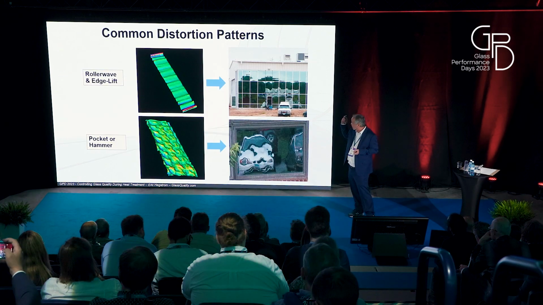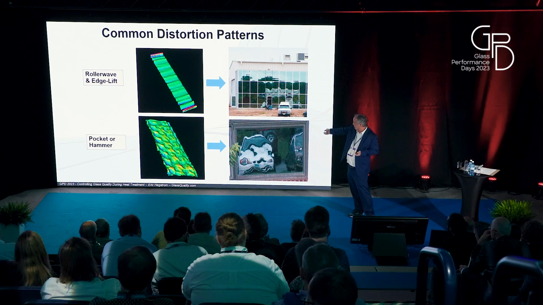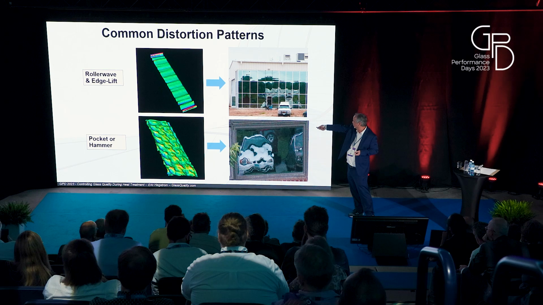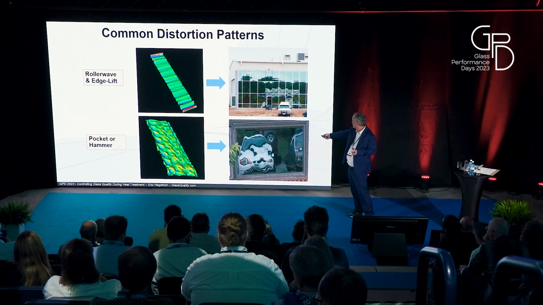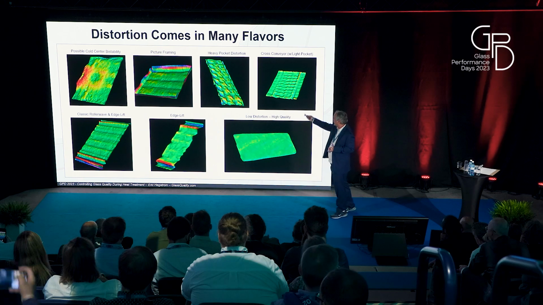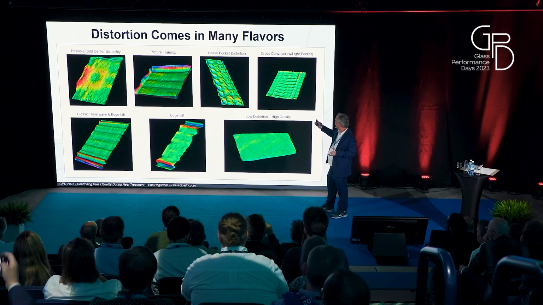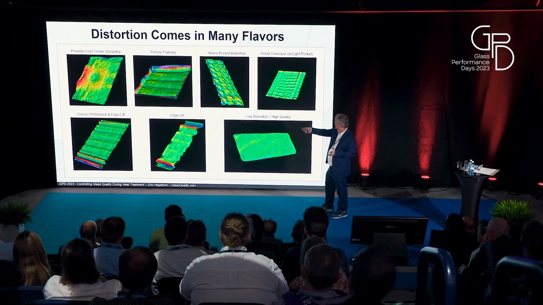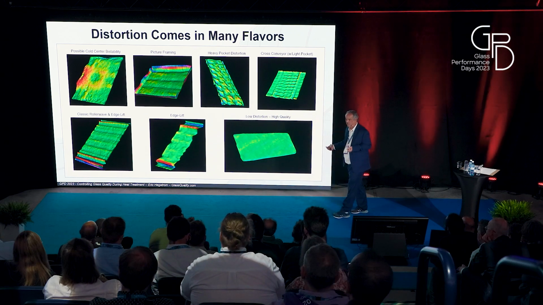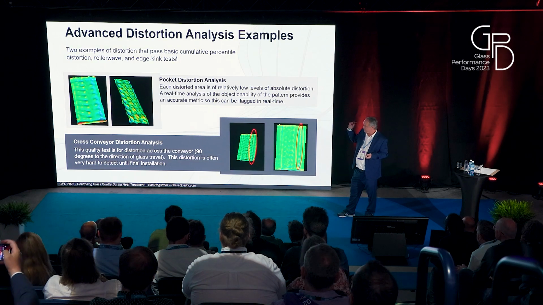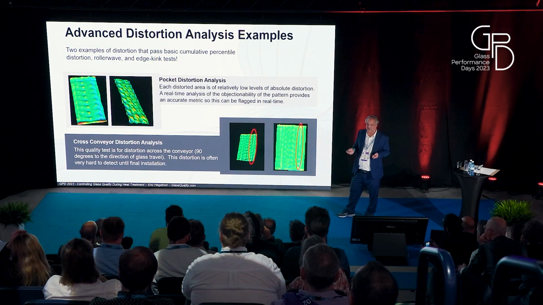But here's just a slide of a couple common anisotropy, a couple distortions, roller wave, pocket distortion. The interesting thing about pocket distortion, we'll go to the next slide, there's many different types of distortion. I won't go through them all because we're kind of pressed for time here, but you can see the glass can distort in many different ways other than just standard roll wave or edge lift. And this is where advanced analysis comes in.